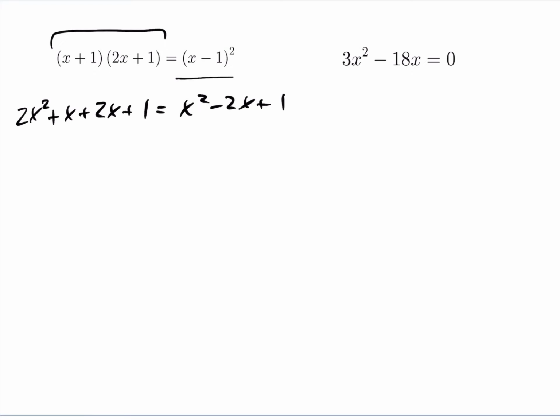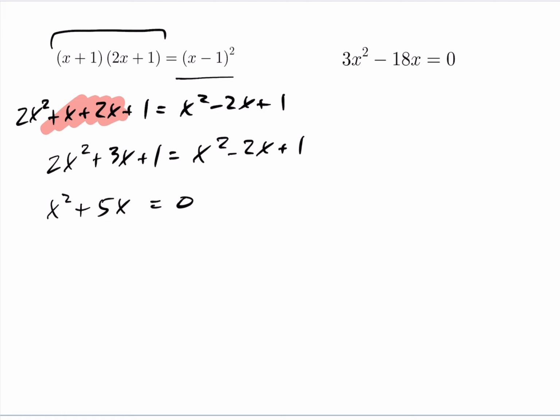We're going to collect like terms. You can see here we have like terms between these two. This gives me 2x squared plus 3x plus 1, and that is going to equal x squared minus 2x plus 1. Bringing everything to one side and simplifying, we end up getting x squared plus 5x equals 0. You notice here the 1's will cancel off.